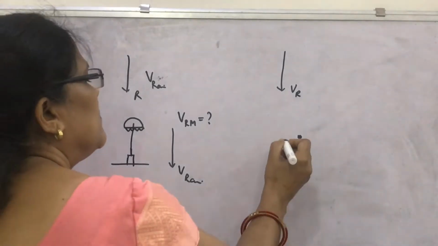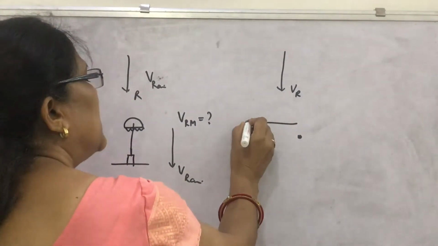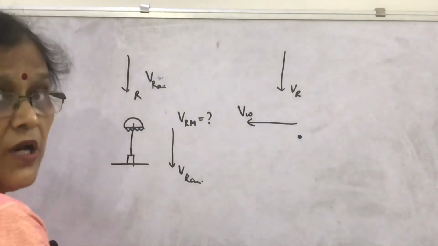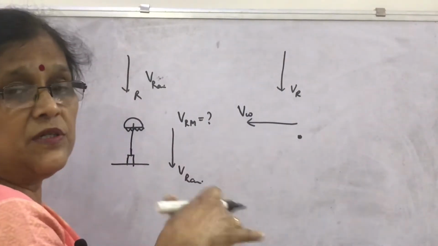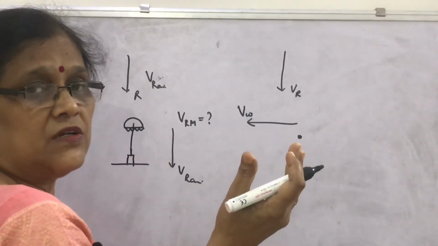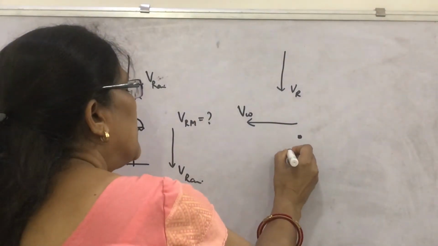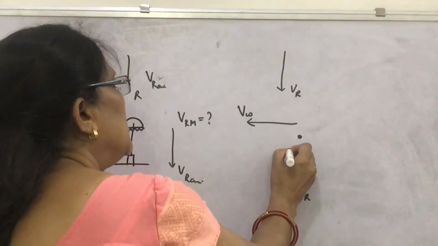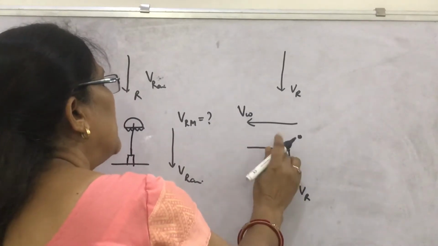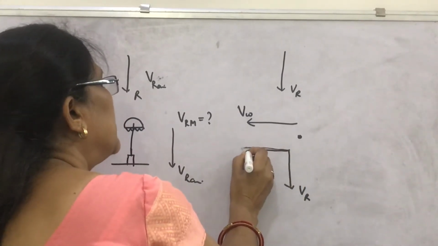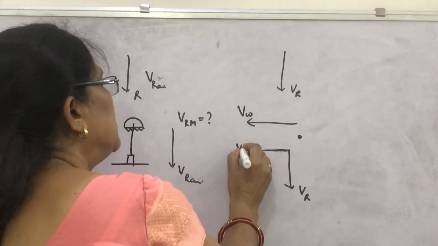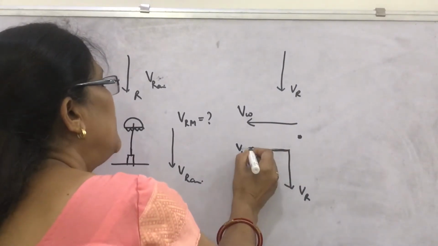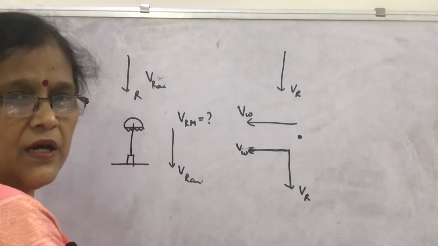After some time the wind starts blowing in this direction from east to west. This is the velocity of wind. Now to protect himself, the person should open the umbrella in what direction? We can draw the vector diagram: this is the rain in this direction and this is the velocity of wind which started blowing after some time. Now the person is standing having an umbrella in his hand, then in what direction should he open the umbrella to protect himself?